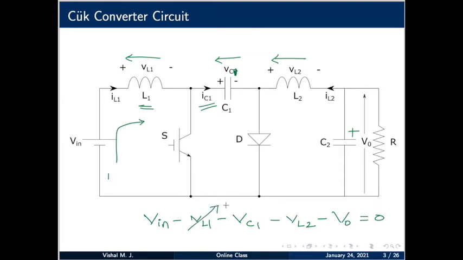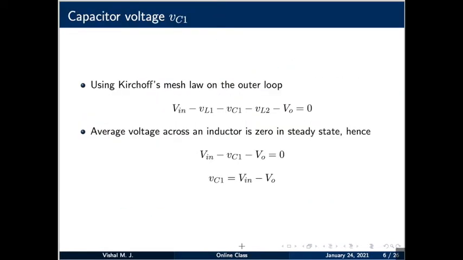That has to be 0 if it is steady state. Both the inductors' average voltage has to be 0. So, what is left is what is being written here: Vin minus VL1 minus Vc1 minus VL2 minus V0 is equal to 0. So, this average is 0, this average is also 0.